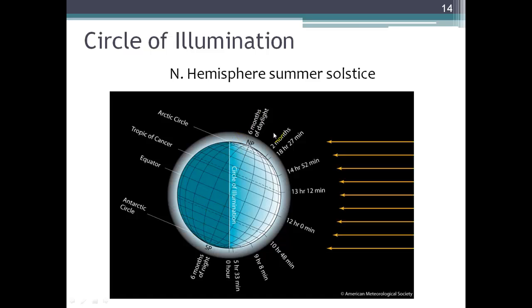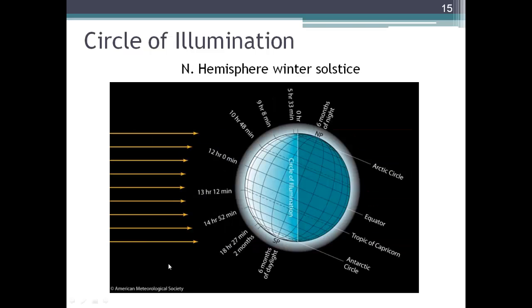You can see the day length is greater for the northern hemisphere in positions that are located further north, and the day length decreases as we move towards the South Pole. Just the opposite on the northern hemisphere winter solstice.